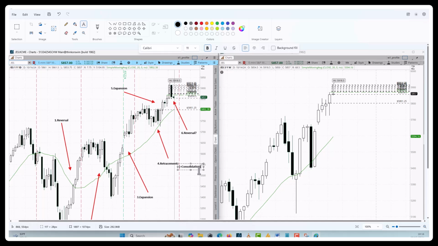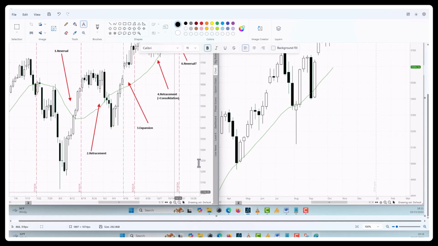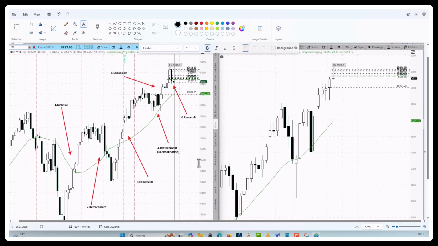The reason we want that node is because after the price comes out of consolidation, expansion, then it's going to reverse, most likely. Right? Most likely, the price comes from the consolidation, it's going to expansion, and then reverse. That's the theory right there.